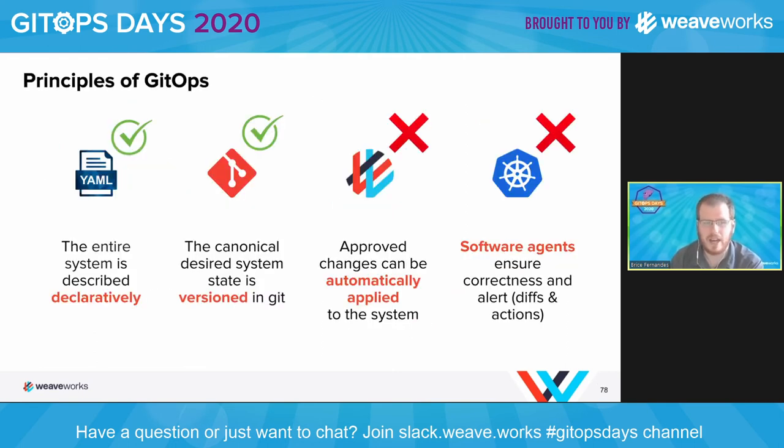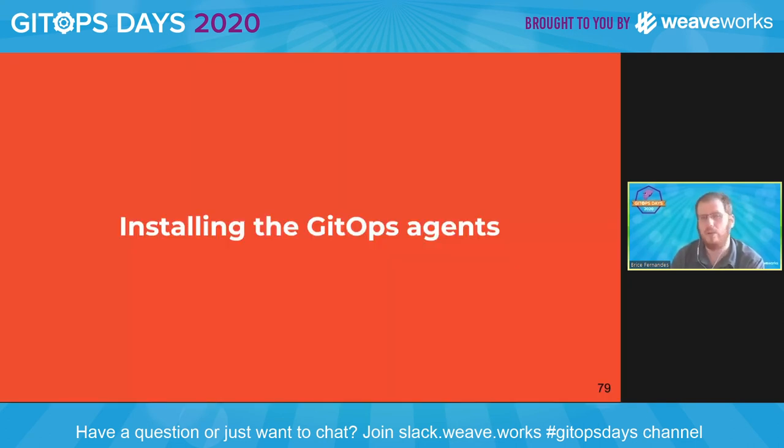We have the declared manifest. We have the version, the manifest in Git. But we can't move changes automatically to our infrastructure. And we have no software agents running that are managing this deployment pipeline. So let's install the GitOps agent, right? This is the next step, installing the GitOps agents.